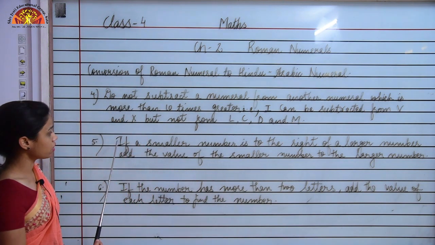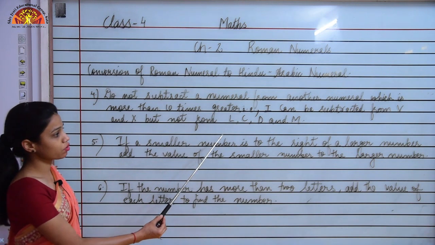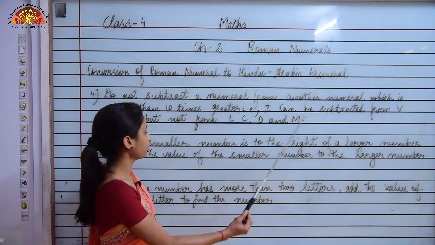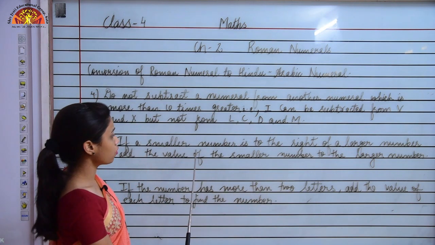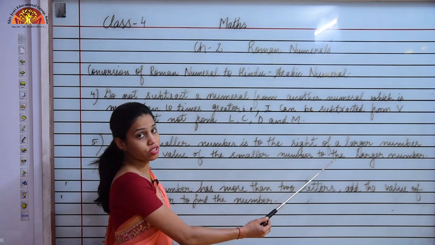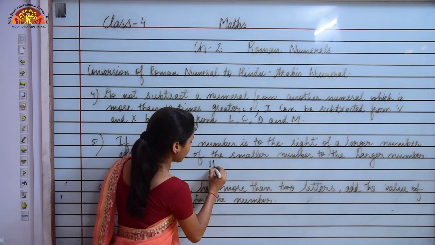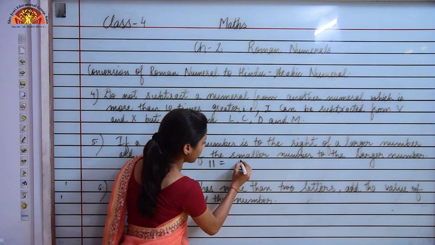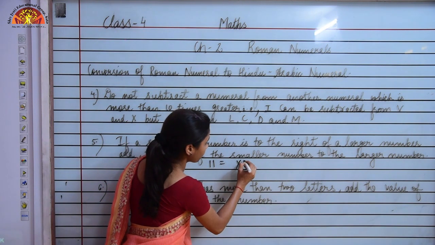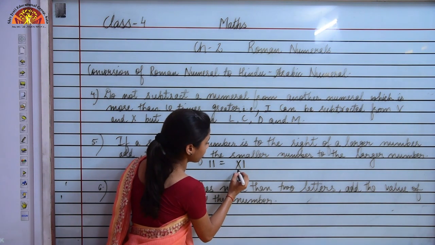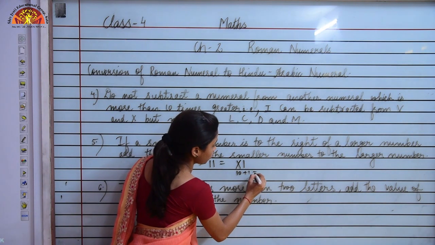Now the fifth rule is, if a smaller number is to the right of a larger number, add the value of the smaller number to the larger number. Now let us see this with the help of an example. If I have to write 11, how will I write? I will write 10 and then add 1 to it. So this will be 11. 10 plus 1, so it will be 11.